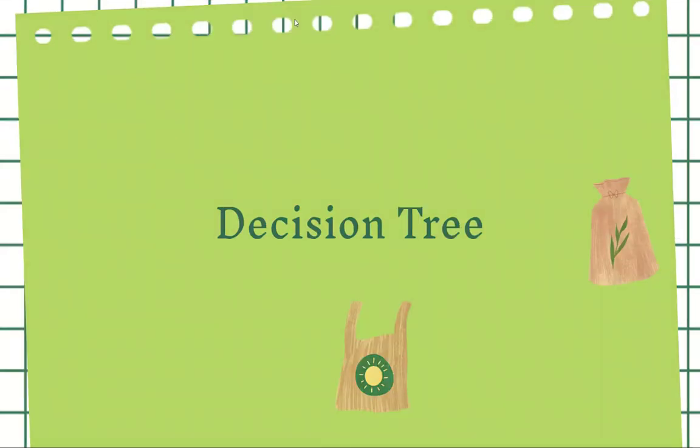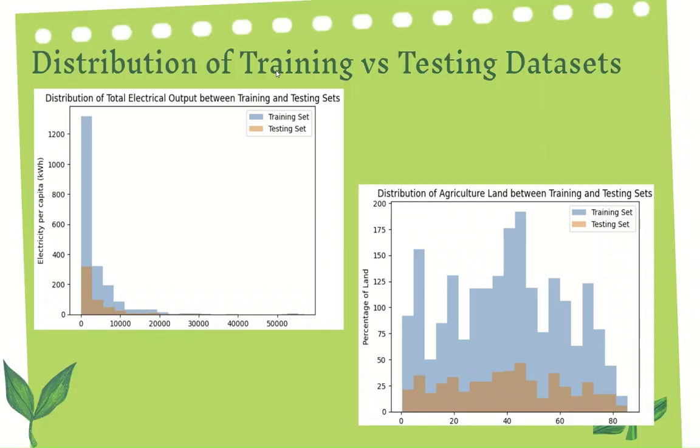In this section of the presentation, we'll go over the decision tree and random forest method for training our model. Starting off, we had to split our data set into training and testing, and we used an 80-20 split. Subsequently, we had to verify whether the distributions were similar after making the split. We used histograms to plot the distribution of the total electric output, and we can see that the training resembles the testing distribution, and similarly for the distribution of the agricultural land. Effectively, our distributions are similar after making the split.